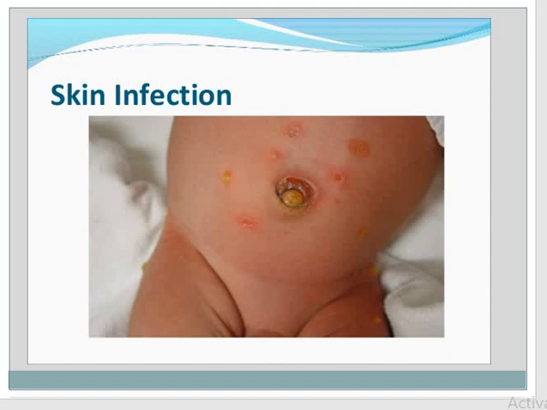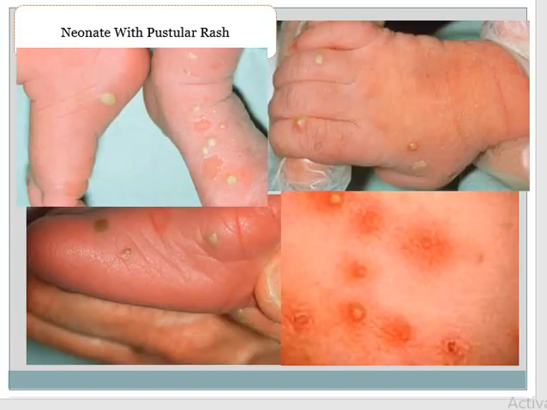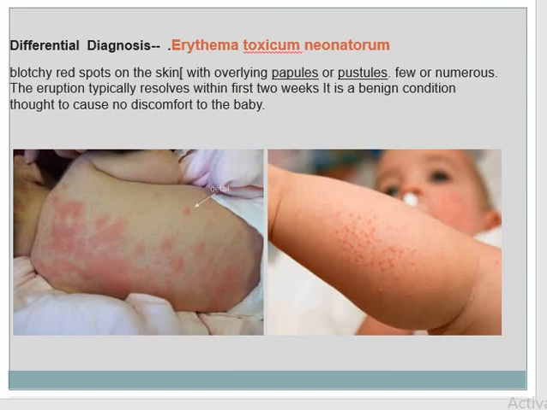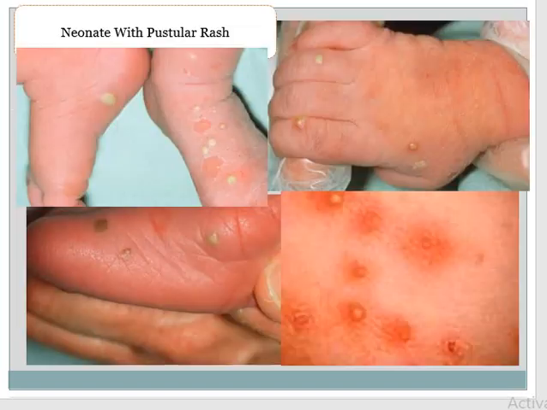Other than napkin dermatitis, the neonate may get infections in other parts of the skin, and these are pustules around the umbilicus in the abdomen. We can see here another slide. These are different areas, hand and feet, involved by pustules, and this is a pustular skin rash. This is caused by bacterial infection.